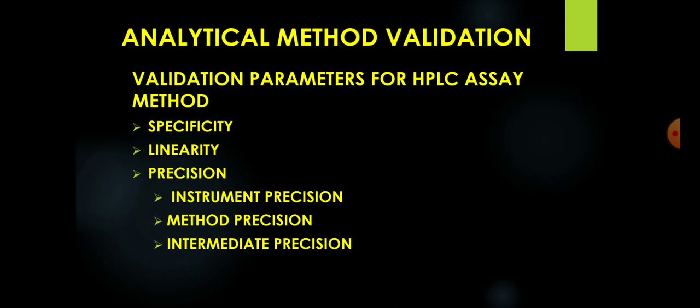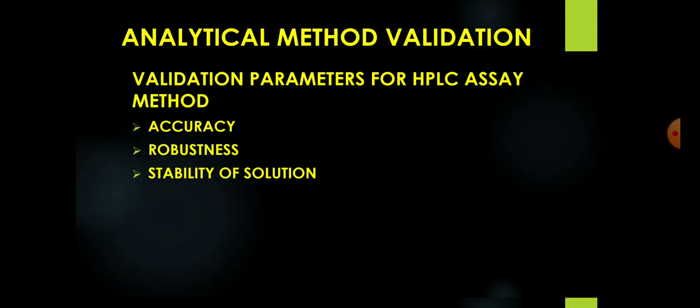If you want to do analytical method validation of an assay method by HPLC, then the following parameters need to be done. First one is specificity, linearity, precision. Precision is again divided into three parts: instrument precision, method precision, and intermediate precision, followed by accuracy, robustness, and stability of solution.